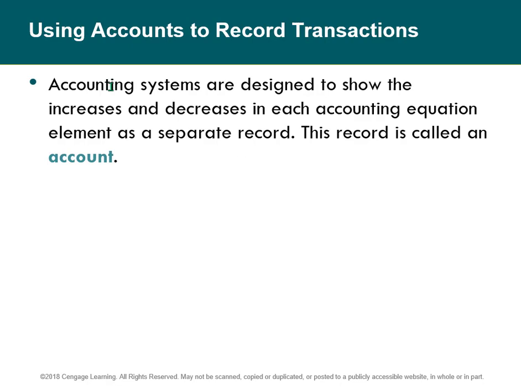So accounting systems are designed to show the increases and decreases in the accounting equation, in each accounting equation element as a separate record. And this record is called an account. So if you pictured the accounting equation and then say underneath the asset side, you would have a separate little equation for each separate account. Okay, and accounts go up and down.